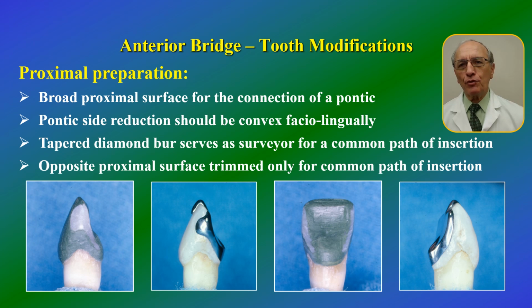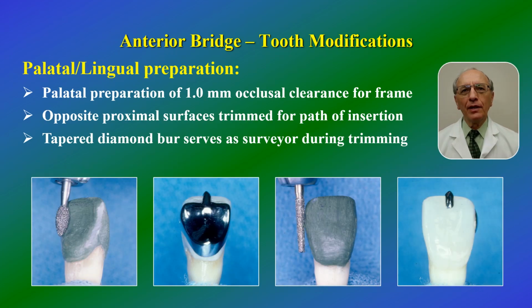The opposite proximal surface is trimmed only for a common path of insertion, and note the absence of vertical proximal grooves. The palatal-lingual preparation, the palatal reduction, should provide 1 millimeter occlusal clearance for the framework. Mandibular lingual reduction is indicated only for severely tilted teeth or in class 3 overlap situations. A tapered diamond bur serves as a surveyor during the trimming. This concludes the restoration design and tooth modification for anterior retainers or bridges.